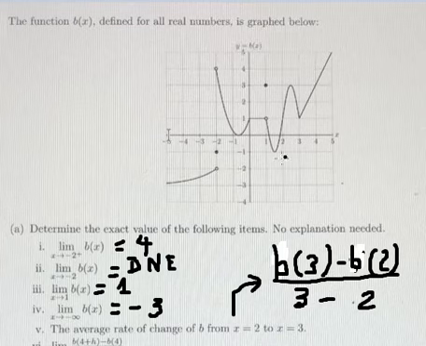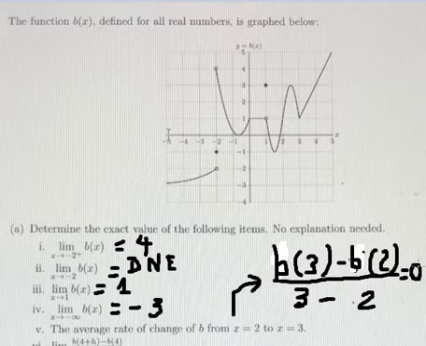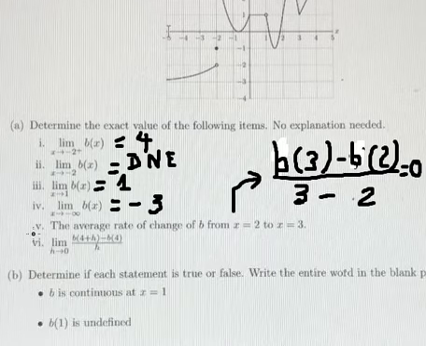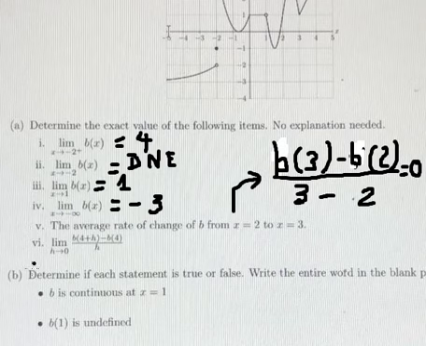So at 3, from here, the location is about 1. At x equal to 2, we see that it's about 1. So b of 3 equals b of 2. When we subtract, we get 0. And this is the answer for question number 5.